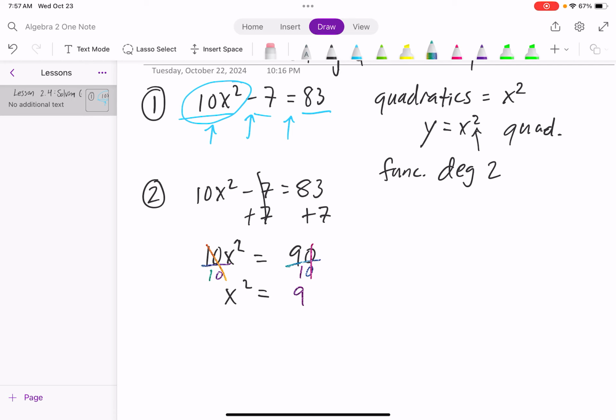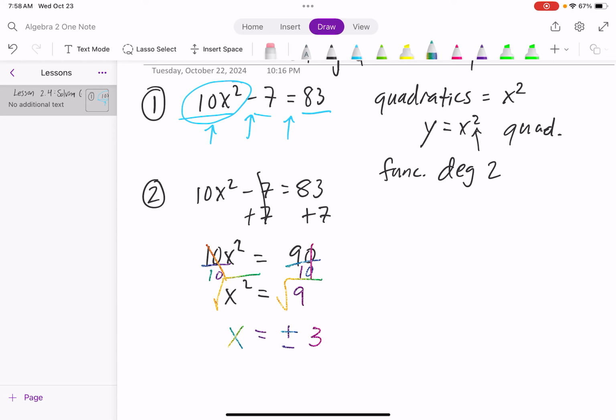And now if we square root both sides, the opposite of squaring is square rooting. We're going to square root both sides. And we're going to have x equals, don't forget the plus or minus. In front of every square root that you apply is a plus and minus. And the square root of 9 is 3 because 3 times 3 is 9.